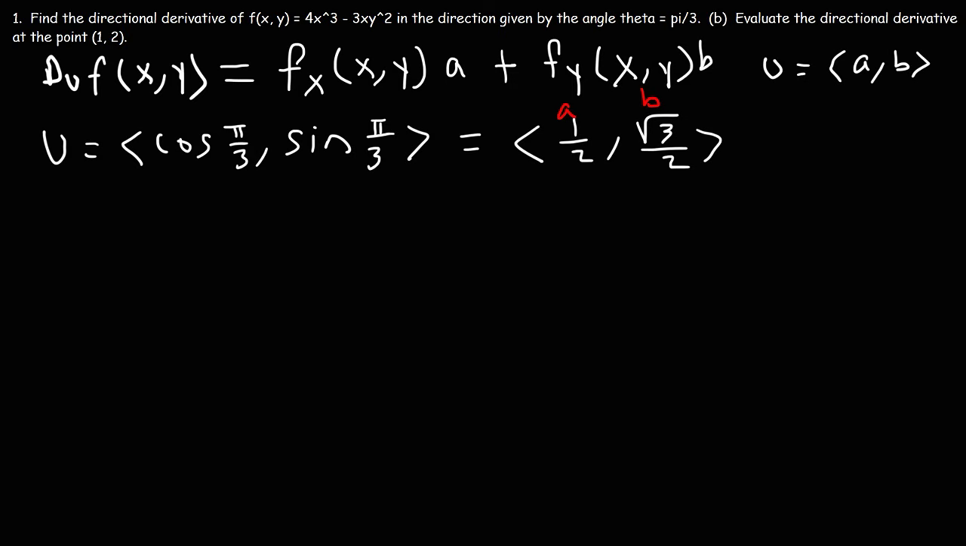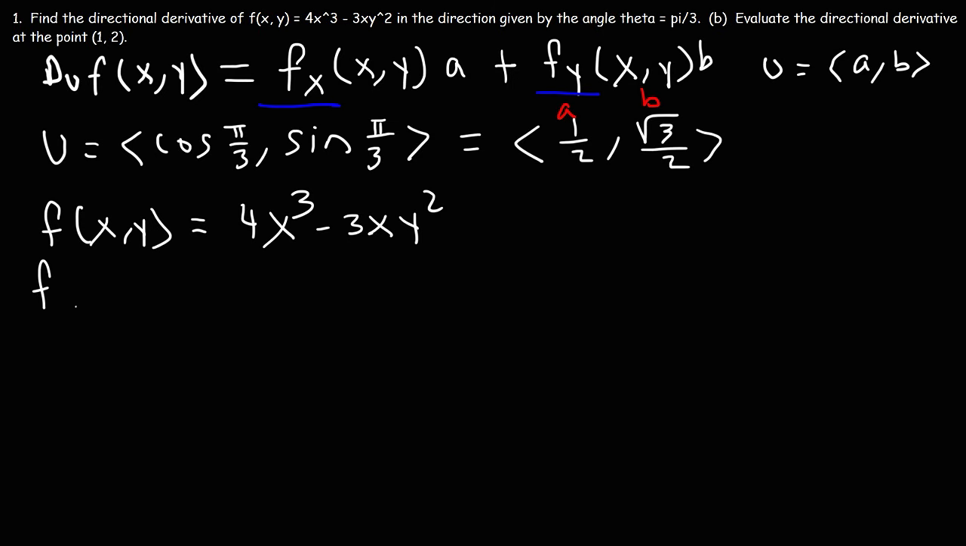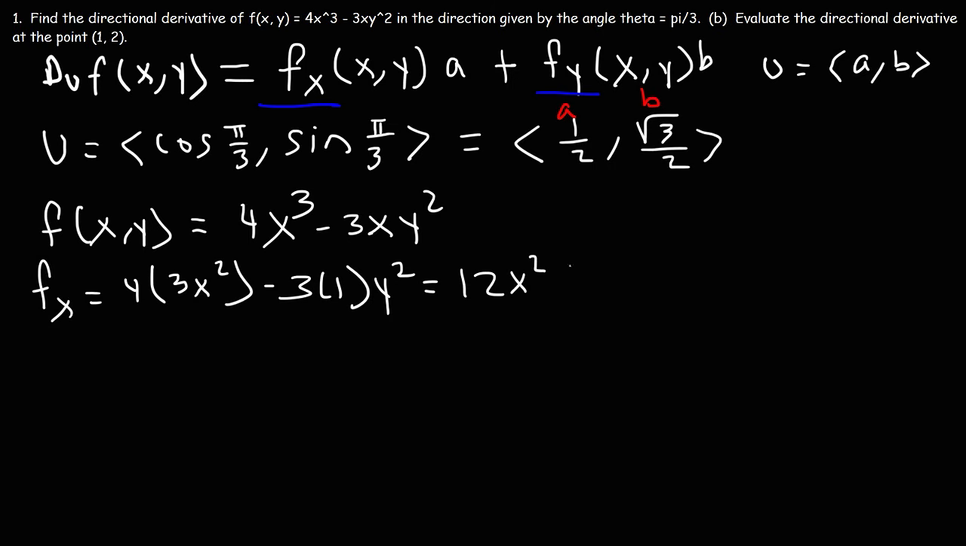Now, let's find the directional derivative. But first, we need to determine f sub x and f sub y. So the function, let's start with that first. That's 4x cubed minus 3xy squared. Now let's find the partial derivative of f with respect to x. So we're going to treat y as a constant. The derivative of x cubed is 3x squared, and the derivative of x is 1. So this is going to be 12x squared minus 3y squared.